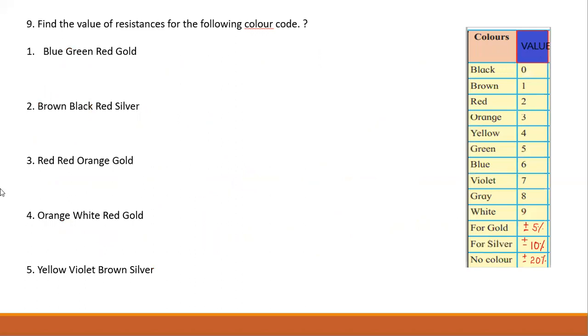Next question is, find the value of resistance for the following color code. Here color code is given. We have to find out the value of resistance. We know that the formula to find out the value of resistance is xy into 10 raised to z plus or minus t percent, where t is the tolerance. Here a chart is given and its values are also given.